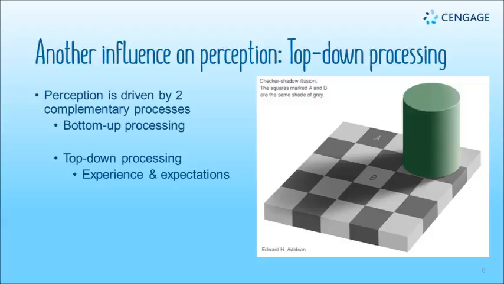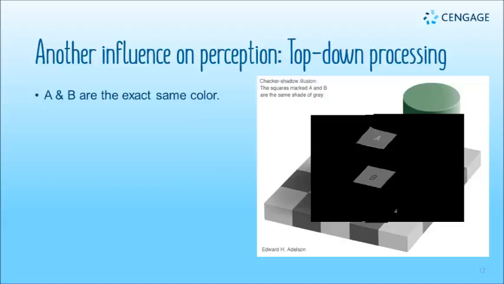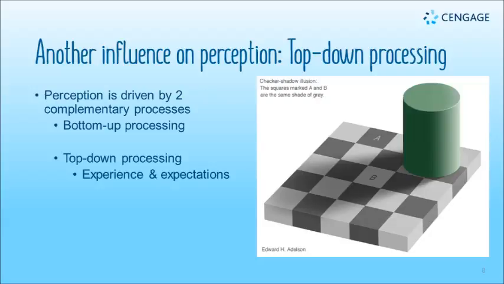In this case, we can look at the checker shadow illusion. Squares A and B are the exact same shade of gray. Very difficult to believe, so what I've done is constructed a couple of slides where we're going to cover up a big portion of the checkerboard. And when you cover enough up, you can see that A and B really are the exact same gray. If you don't believe me, you can go back to the full figure and use paper to cover up your monitor, and you'll see the exact same thing.